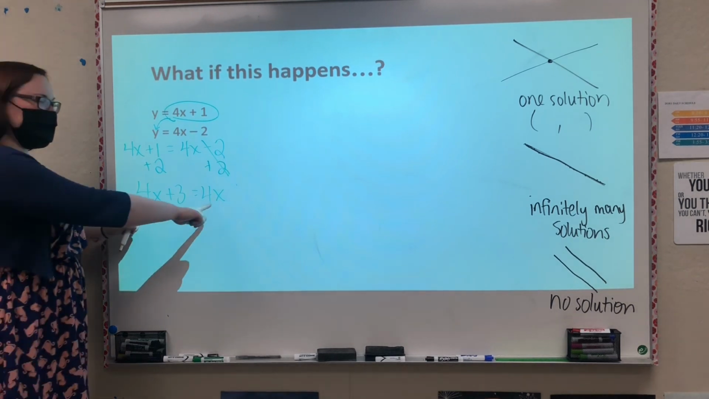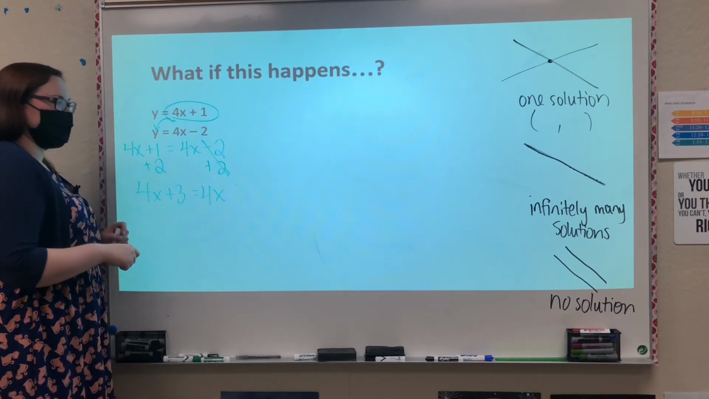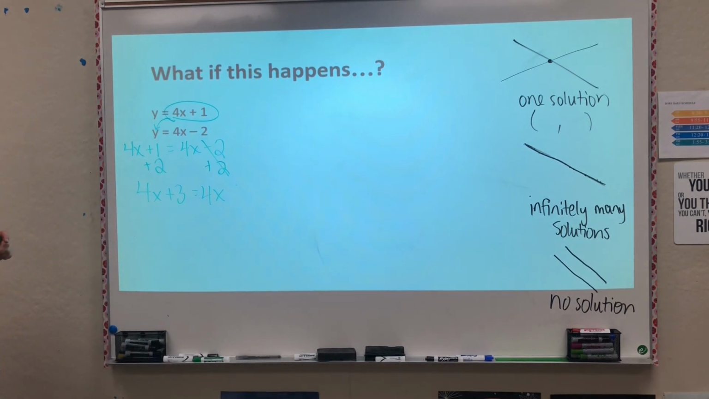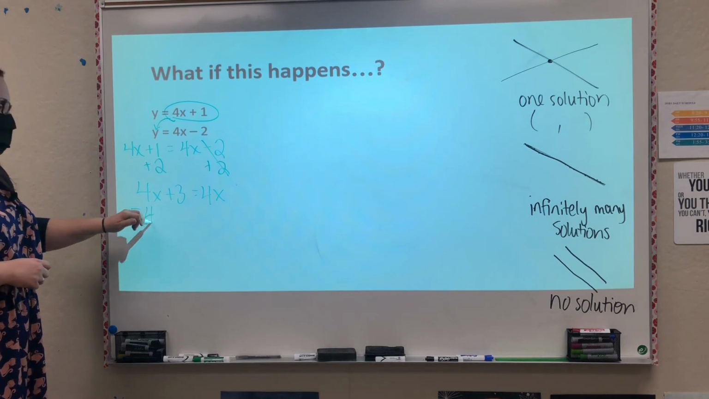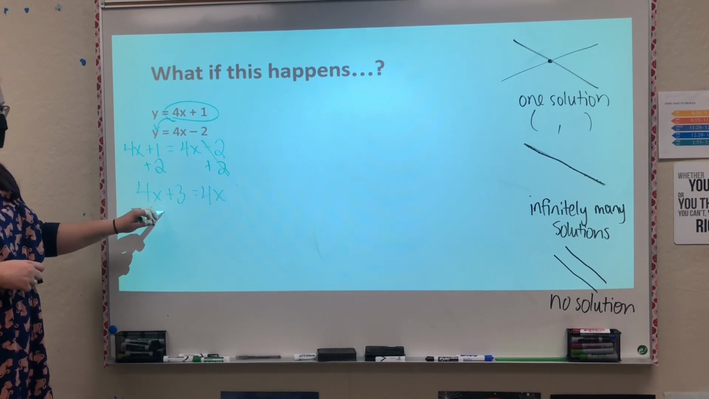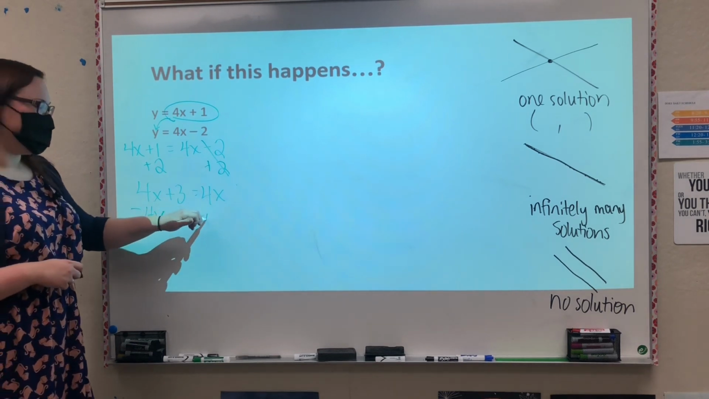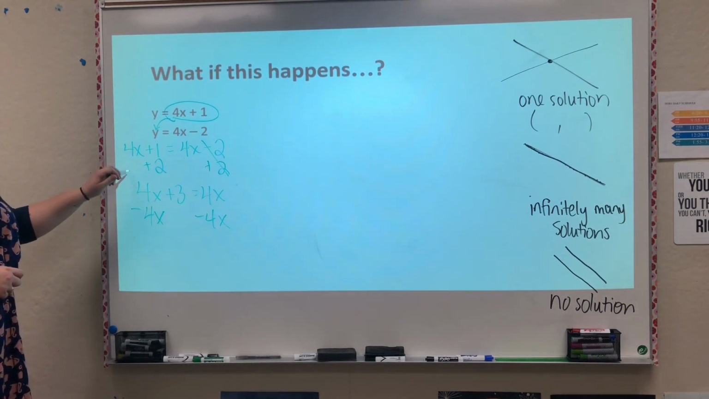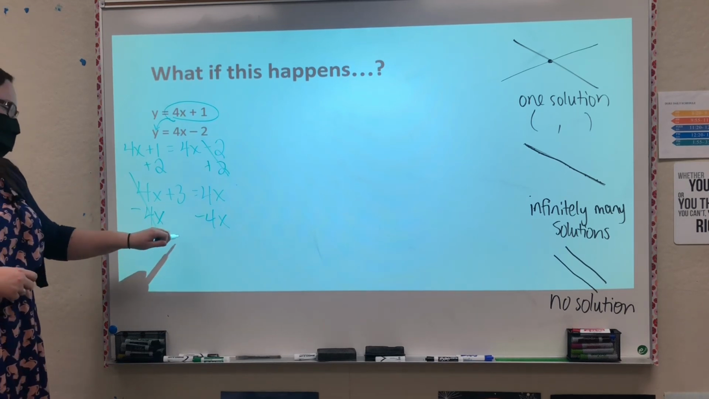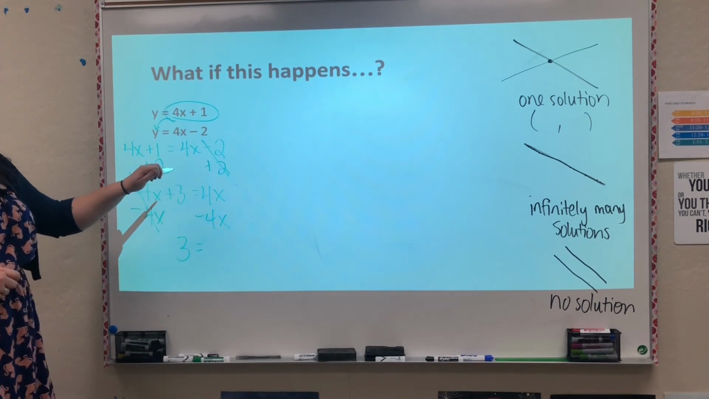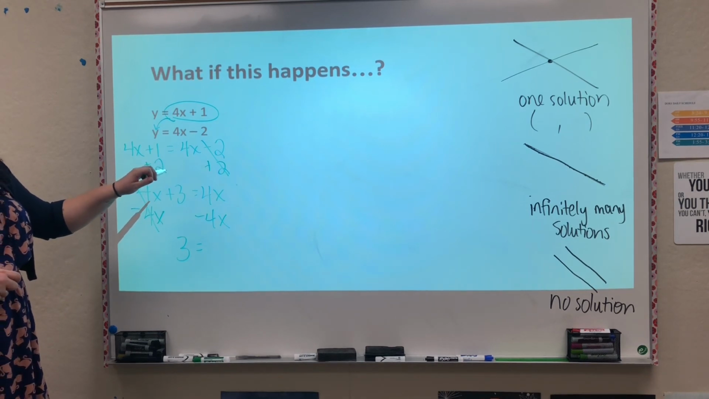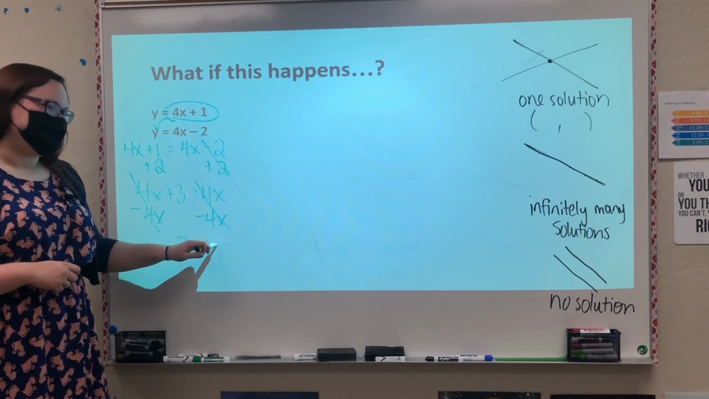We still have x's on both sides. In order to solve, we need your variable only on one side. So we subtract 4x? Minus 4x on both sides? When I do that, 4x minus 4x cancels out. So we're left over here with 3 equals 4x minus 4x, which cancels out, which means it's 0.